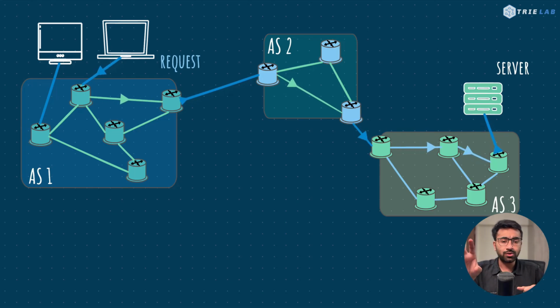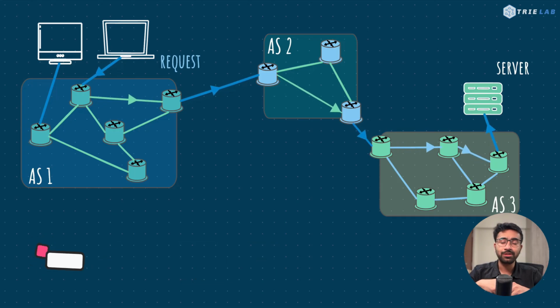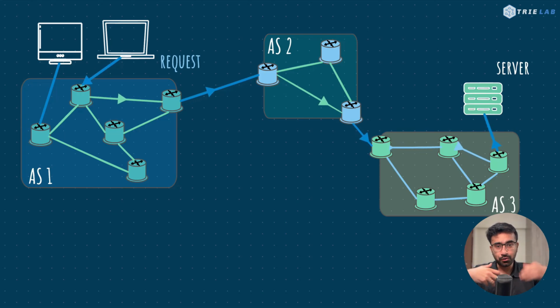And we have also looked into understanding how we can identify a particular autonomous system given a particular public IP. We need to now understand how a router inside a particular autonomous system makes routing decisions to route internally or to find a path to another router inside that particular autonomous system. How does it do that? For this, we need to understand intra-domain protocols.